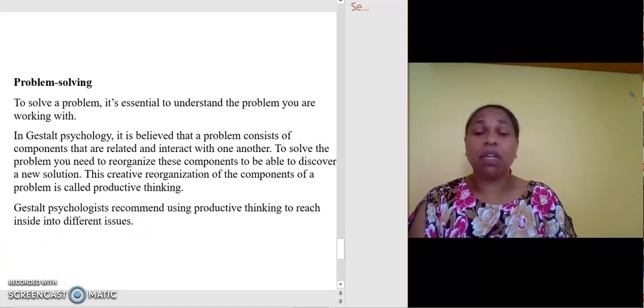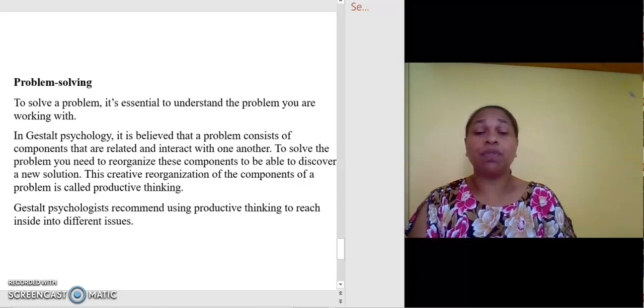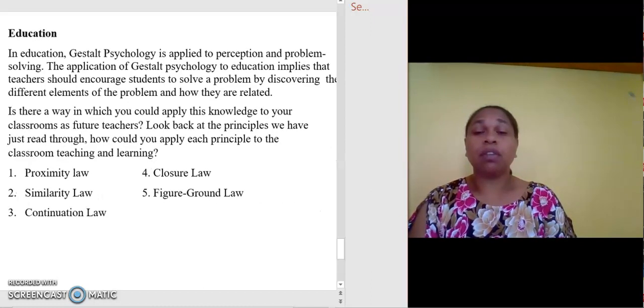And the last application is the education field. In education, Gestalt psychology is applied to perception and problem solving, as I've mentioned earlier. The application of Gestalt psychology to education implies that teachers should encourage students to solve a problem by discovering the different elements of the problem and how they are related. So the question is, is there a way in which you could apply the knowledge to your classroom as future teachers? Look back at the principles we have just read through. How could you apply these principles to classroom teaching and learning?